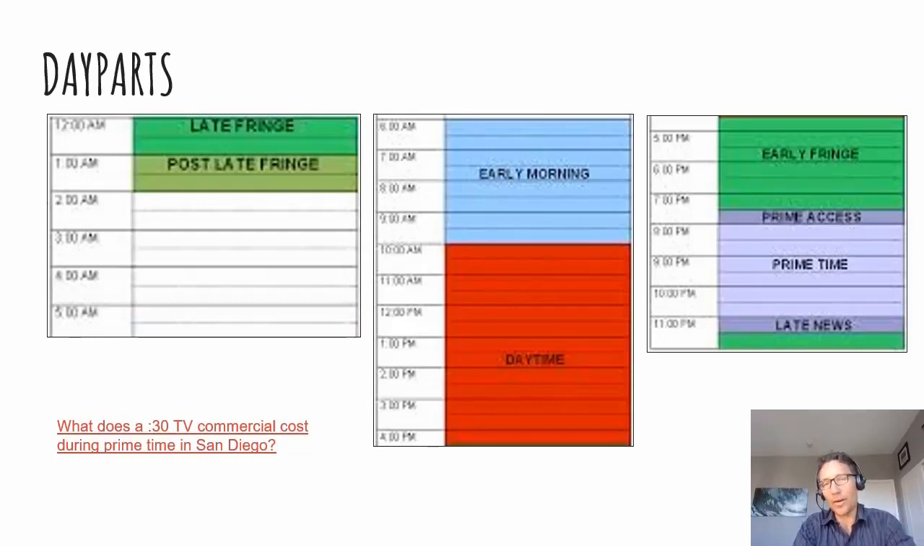But if you look at the far right box there, you'll see prime time is from 8 to 10 p.m., which is probably later than you thought it was. So yeah, those 2 hours are prime time. That's when it's most expensive.